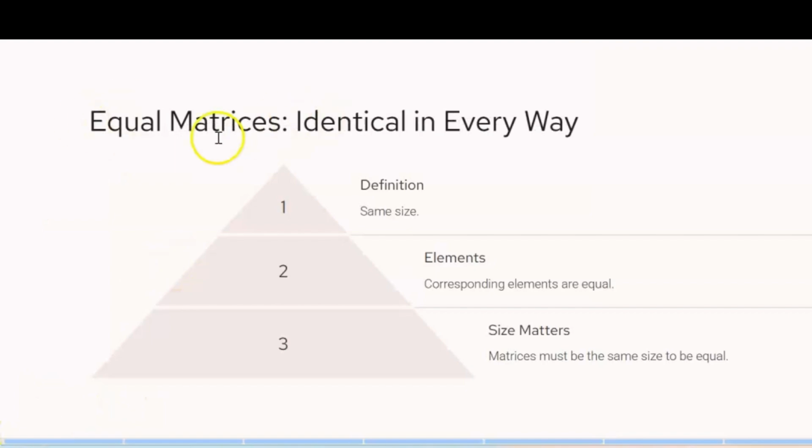When two matrices are said to be equal, the definition is that they have the same elements. Their order would be the same, and all the elements will be the same. Those types of matrices are known as equal matrices.